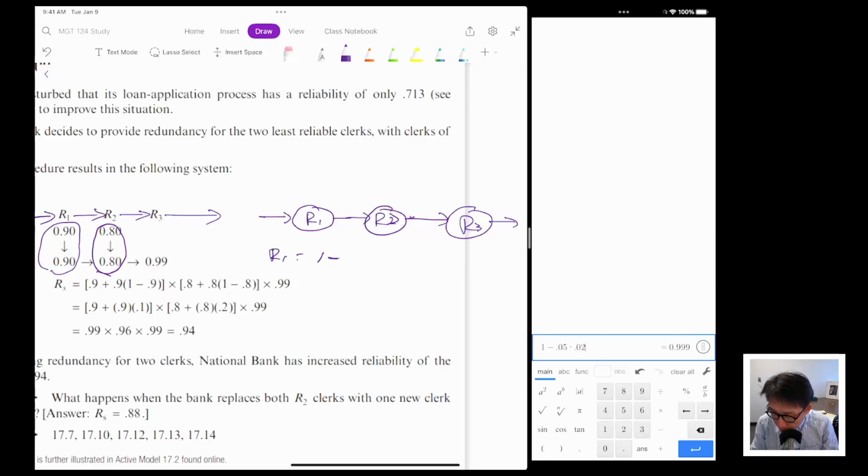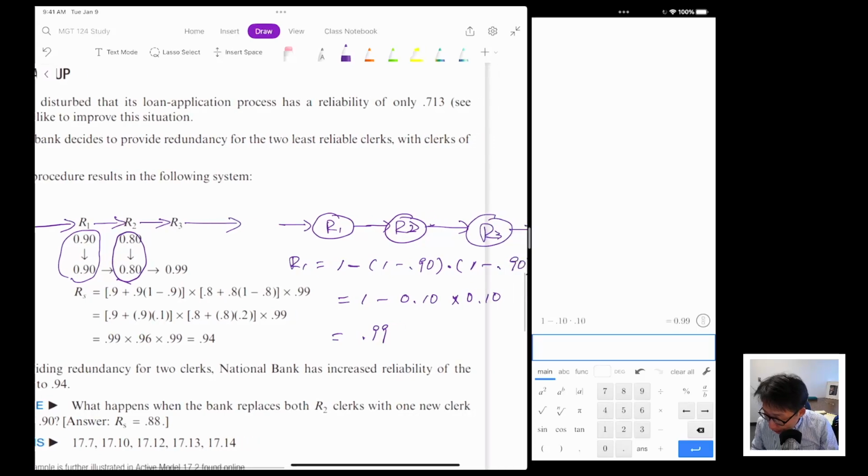Let's say R1 is equal to 1 minus (1 minus 90%), because this is the chance that R1 will fail, and another (1 minus 90%), this is the chance that the backup is also going to fail. Therefore you'll be getting 1 minus 0.10 times 0.10. So it's going to be 1 minus 0.10 times 0.10, which is equal to 99%. So by adding a backup, the reliability of R1 has shot up to 99%.